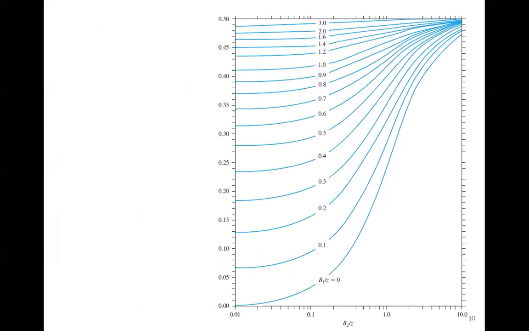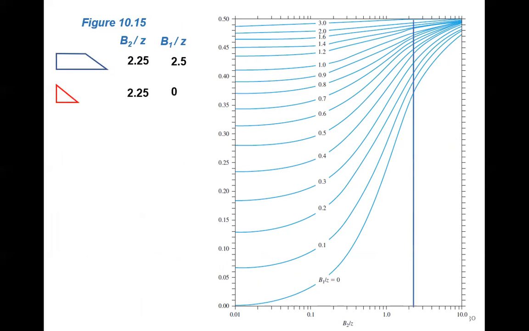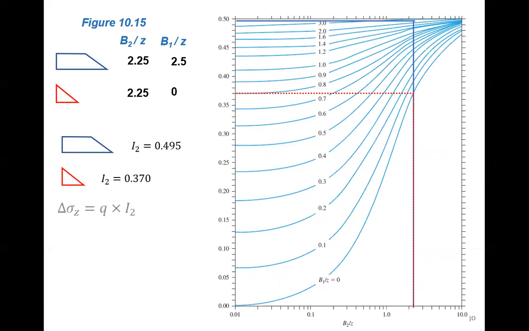You then look at this chart, plugging everything in. Make sure you know how to read this chart and estimate it. So we see I2 for the big triangle is about 0.495. For the red triangle, it's about 0.370.